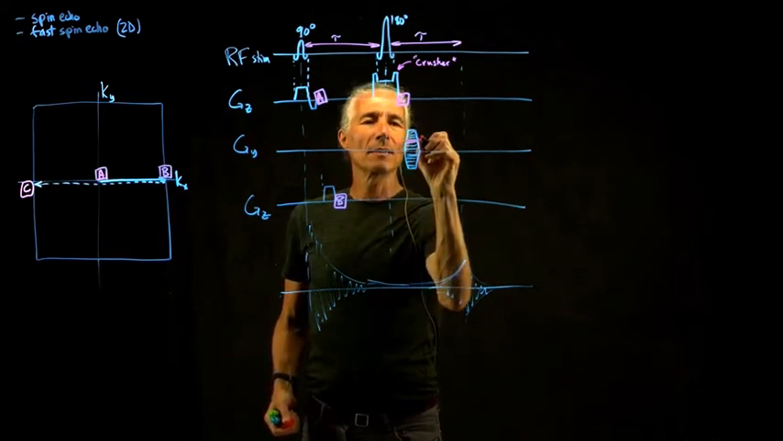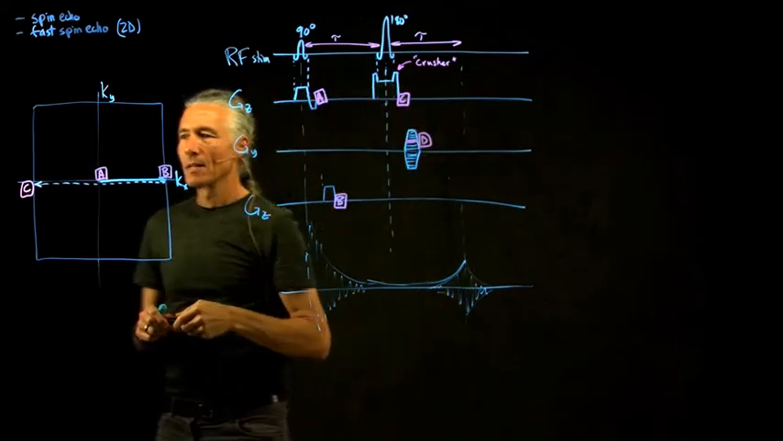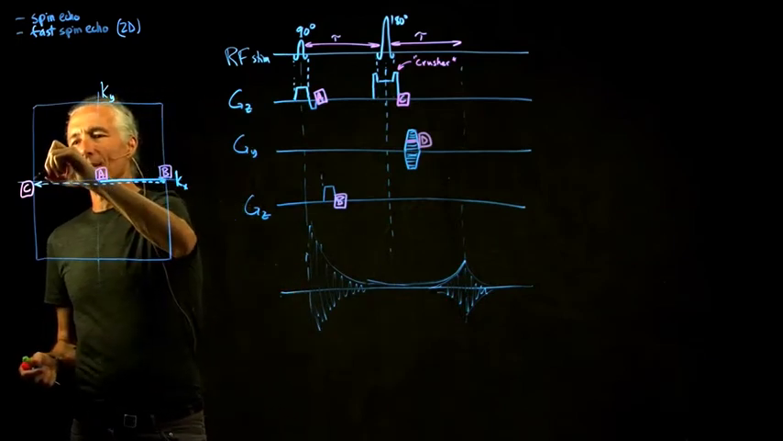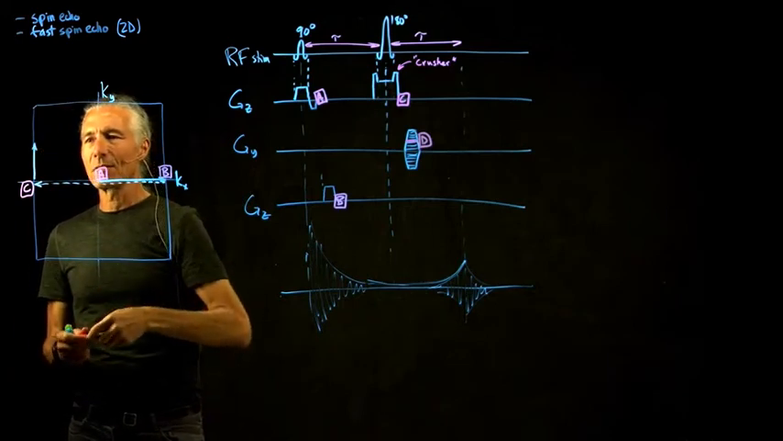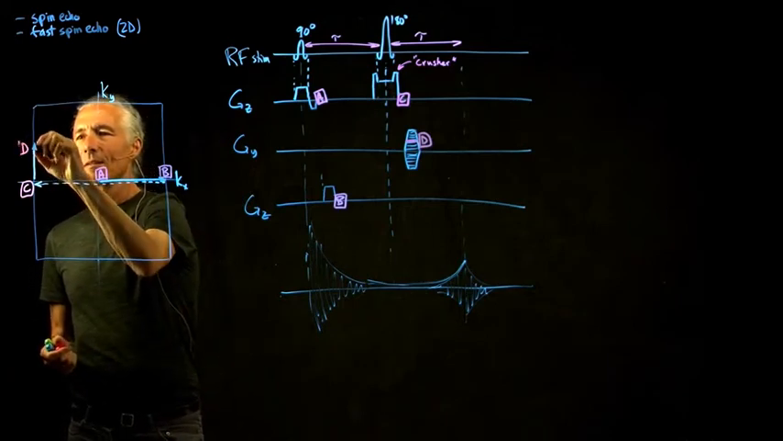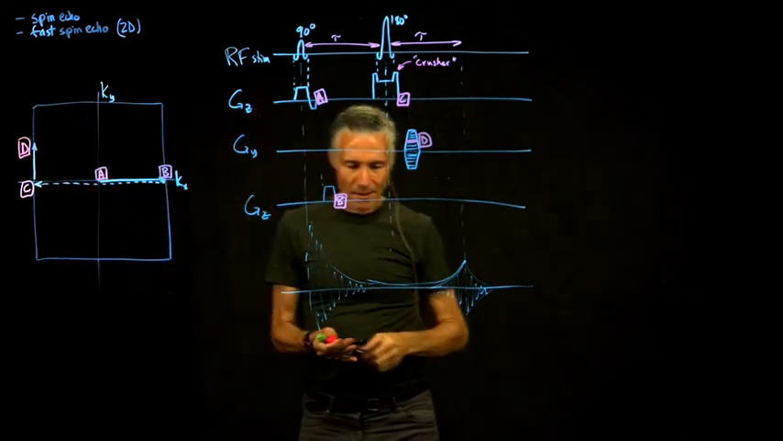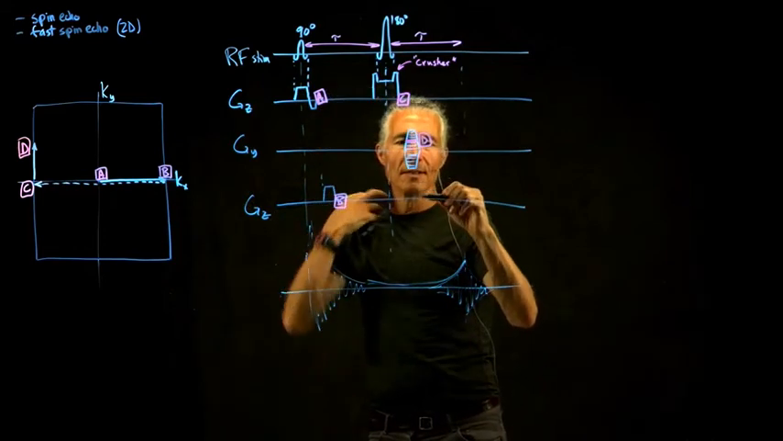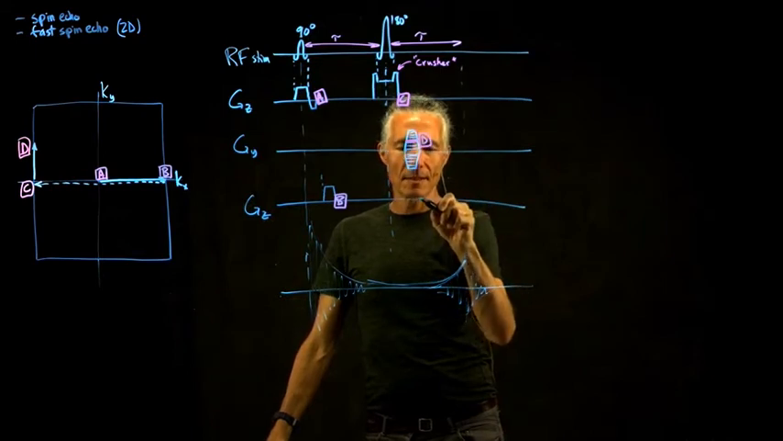So now the question is, where do we get to in the case of D? Now that means we're going to go in a positive direction in K-space, and so this is where we are now in K-space. And then finally we actually do a readout. Now this would be about here.